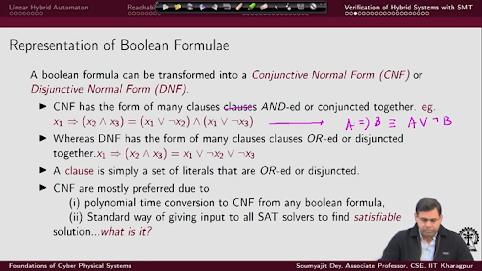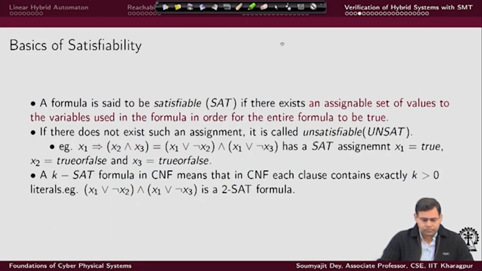So, for checking such satisfiability, we will be using different kinds of solvers which are quite well known and available, and these solvers typically will take the logical formula as input using a CNF representation. So, we will say that a formula is satisfiable, like I was saying, if there exists an assignable set of values to the variables in the formula in order for the entire formula to be true, and if such an assignment does not exist, then we will call it an unsat or unsatisfiable, okay.